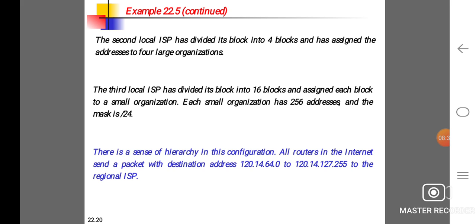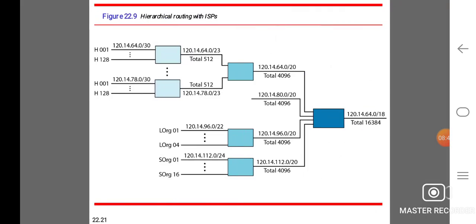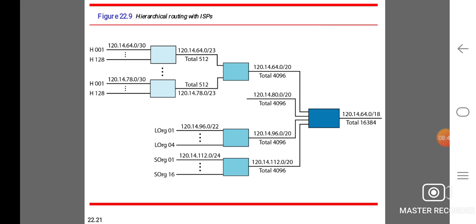There is a sense of hierarchy in this configuration. All routers in the internet that send a packet with a destination address from 120.14.64.0 to 120.14.127.255 send it to the regional ISP. This is the hierarchical routing with ISPs.